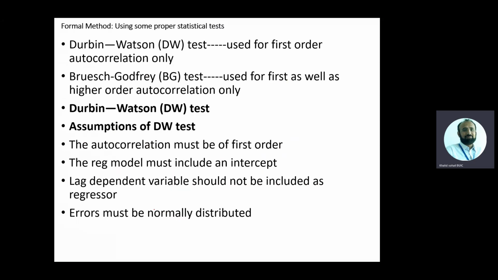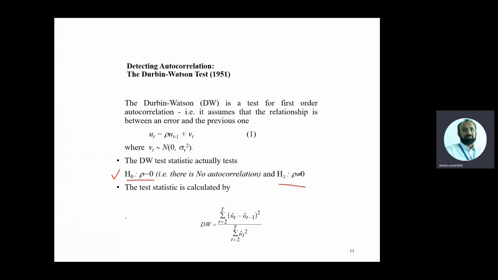Now there are certain assumptions for the Durbin Watson test. It was the first test, introduced in 1951. Autocorrelation must be of first order, so it can be tested only for first order. Then the regression model must include an intercept term, there should be no lag of the dependent variable, and the error must be normally distributed. Now, we will use this Durbin Watson test. It is available in eViews and many other software as well.